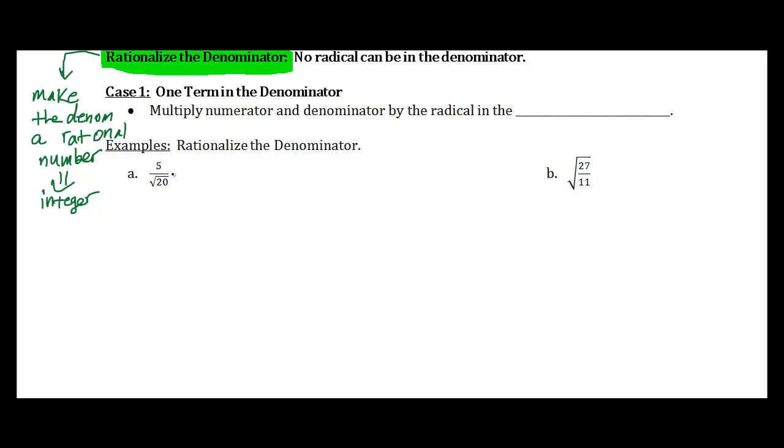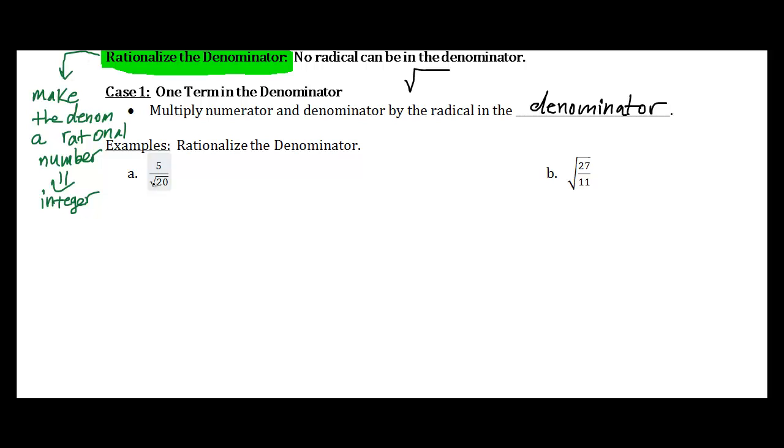In order to do that, we've got to get rid of the radical that's in the denominator. And there's going to be two cases. The first case is when we have one term in the denominator. When we have one term in the denominator, we're going to multiply our numerator and denominator by the radical that's in the denominator. That's going to help us get rid of that radical. And notice we're only going to be doing this for square roots. There are other methods for other types of radicals.